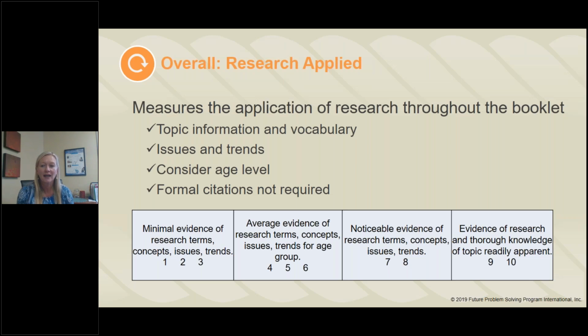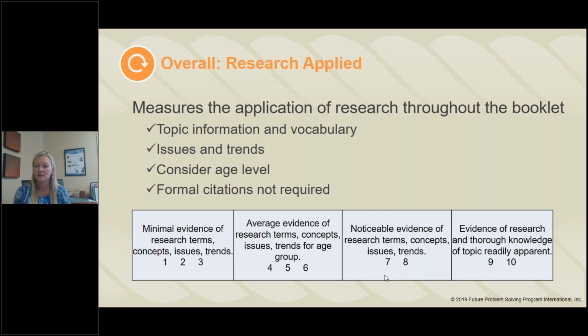Of course, the highest scores of 9 or 10 are going to be where that research is evident throughout. It's very thorough. They're able to express their thoughts. They're aware of future trends and vocabulary. It's readily apparent. It's so woven into their challenges and their solutions and their action plan that it's almost like you don't even notice it, but you feel the topic in everything they're writing. If there's a few of those items, we're in the 7-8. If there's minimal evidence, that would score the lowest, down at 1, 2, or 3 points.